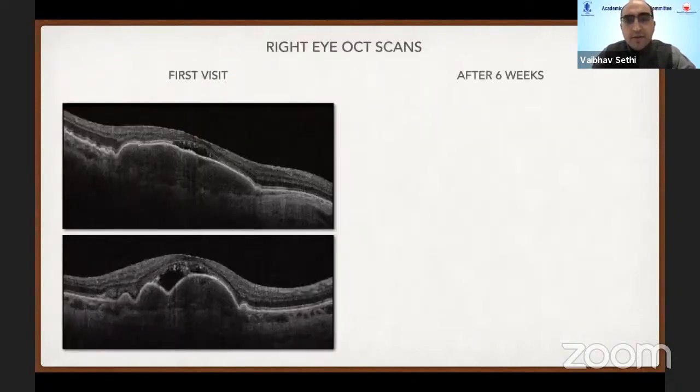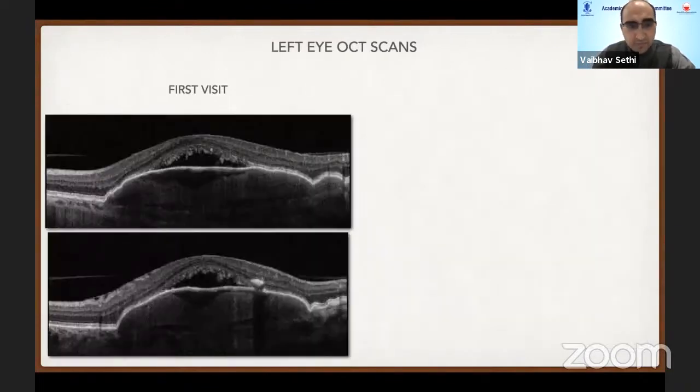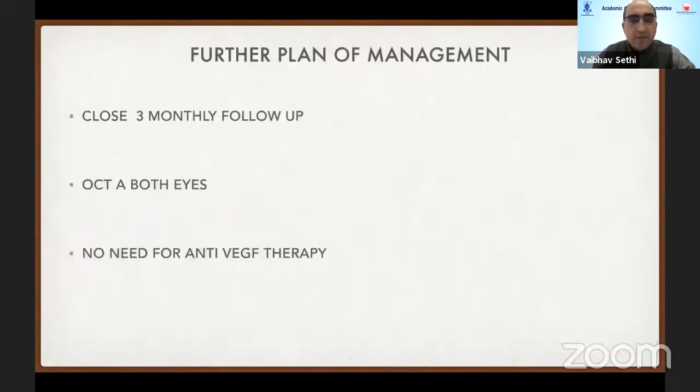As compared to the first visit, the OCT scans in the right eye had similar features, similar amount of subretinal fluid. The parameters are very similar in both the eyes. Similarly, in the left eye, looking at the area of the RPE aperture or the RPE discontinuity, it was very similar. So there was nothing else that happened in the last 6 weeks.